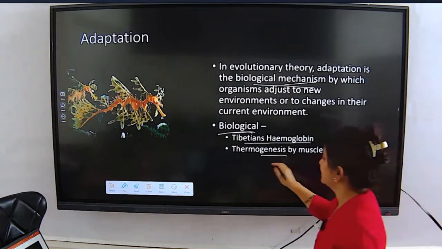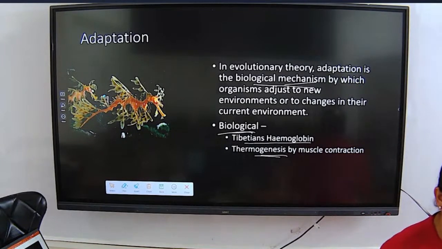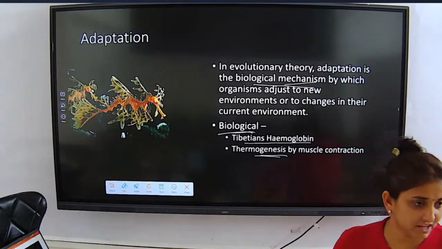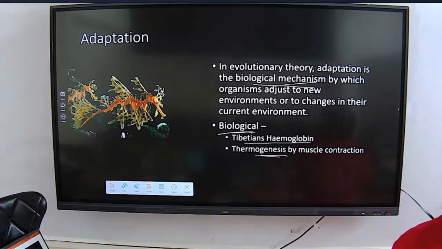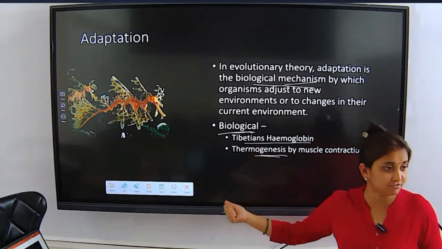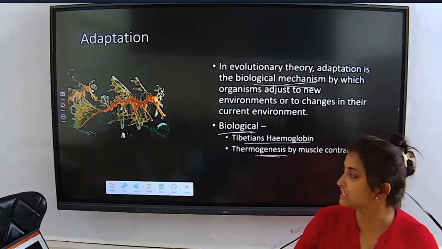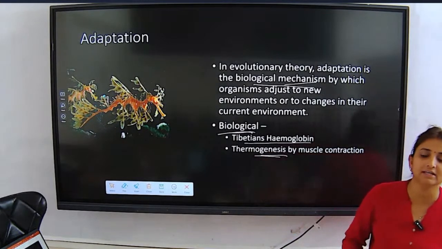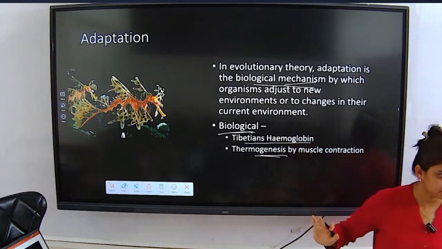For example, in our case, this is thermogenesis that you would have witnessed very commonly. Have you ever shivered in cold? That shivering is because your muscles expand and contract very fast, so that it generates heat and you are able to survive in an extremely cold environment. Or we have a habit of rubbing hands, which is also to generate heat. This is a kind of biological adaptation. So these are biological adaptations undergone by human beings to withstand cold or to withstand less availability of oxygen.